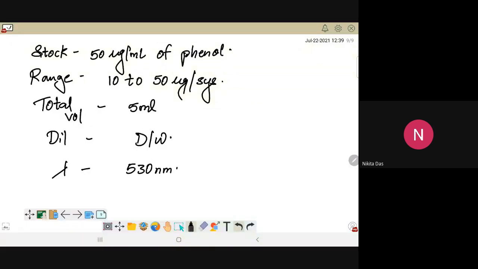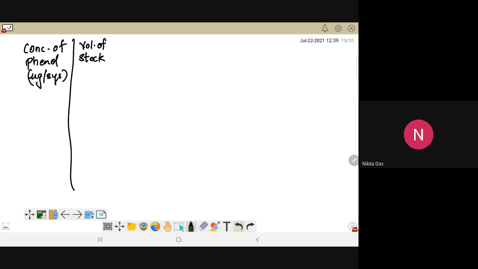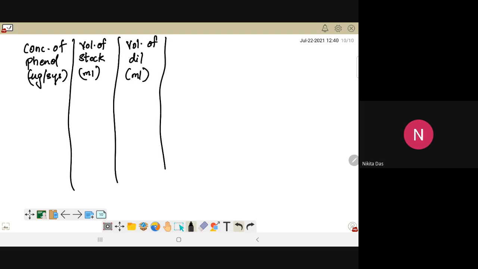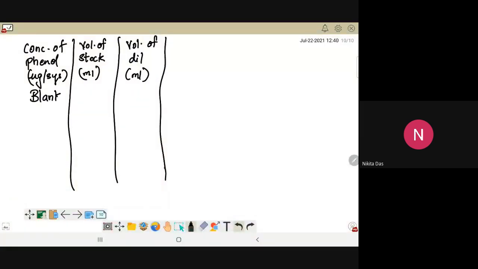Let's go ahead then. So let's make the table of the standard, right? The first thing is going to be concentration of phenol, which is going to be in microgram per system. Volume of stock in ml. Volume of diluent in ml. So I have blank, 10 microgram per system, 20, 30, 40, and 50.